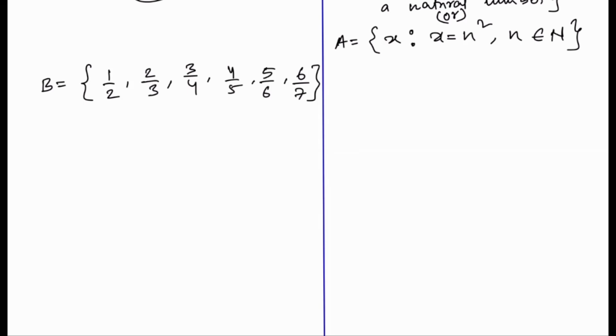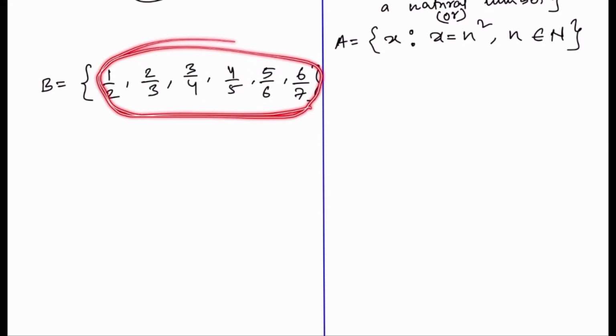Now the logic is simple here. We have to find a rule which is followed by every element of the set. Here we can see it is 1 by 2, 2 by 3, 3 by 4. Look at every element. If you add 1 in the numerator, we get the denominator. Every element is satisfied by this rule.